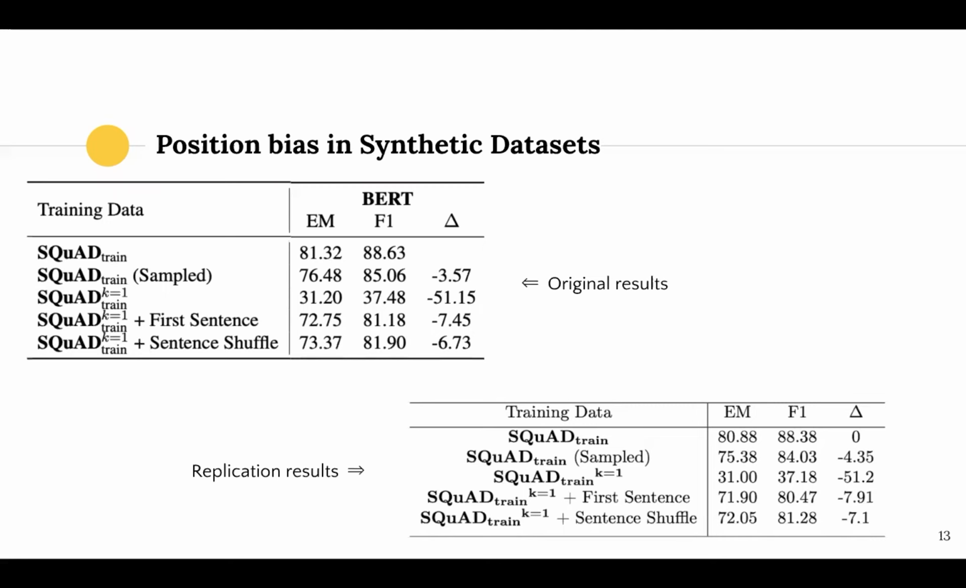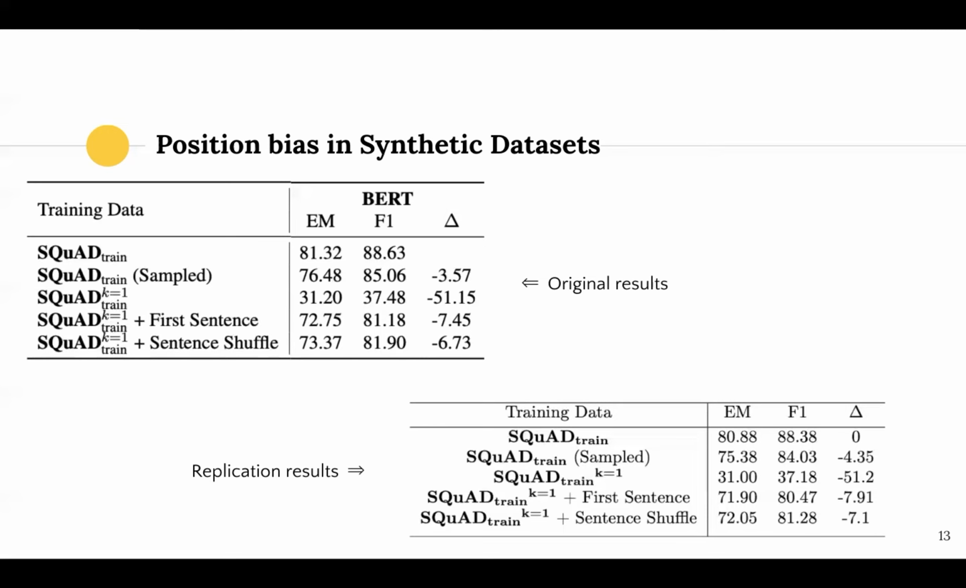Given that the first data set where all answers are in the first sentences was given in their GitHub repo, we trained BERT model on this data set and evaluated on the development set. Note that it has around 28,000 samples out of 88,000. For a fair comparison, we also randomly sample examples from the original training set and make another dataset, called squad train sample, which has the same number of examples as squad train k equals 1.